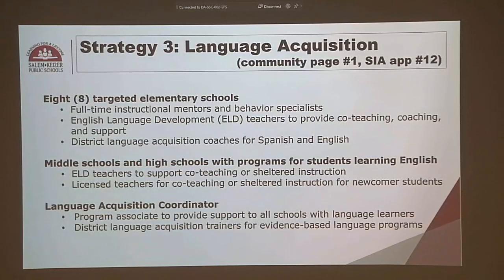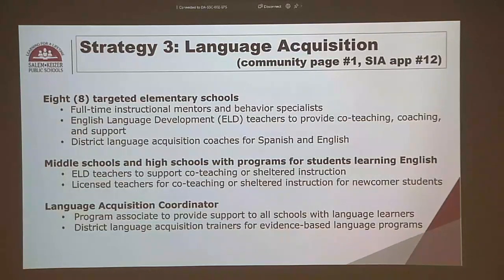So we've talked a little bit so far about having a targeted focus for our plan, and the same idea goes through with language acquisition. So this is on your community executive page 1. And then it's in your app on page 12. And so the narrative for each description is on page 12.